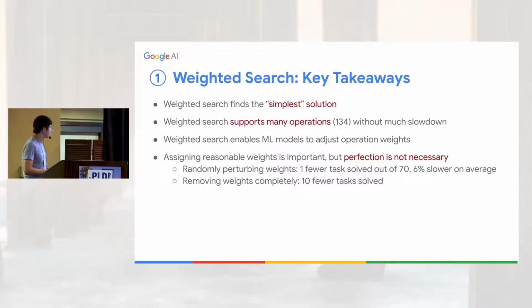And finally, because we assigned the initial weights by hand, we wanted to see how the synthesizer performance depends on our particular choices for the weights. We found that after randomly perturbing the weights by up to 25%, TF-Coder solves one fewer task out of 70 with a 6% slowdown, which is actually not that bad, considering that if we remove the weights completely, we have 10 fewer tasks solved. So it is very helpful to apply some human intuition in the form of these operation weights, but they don't need to be perfect in order to provide significant benefits.